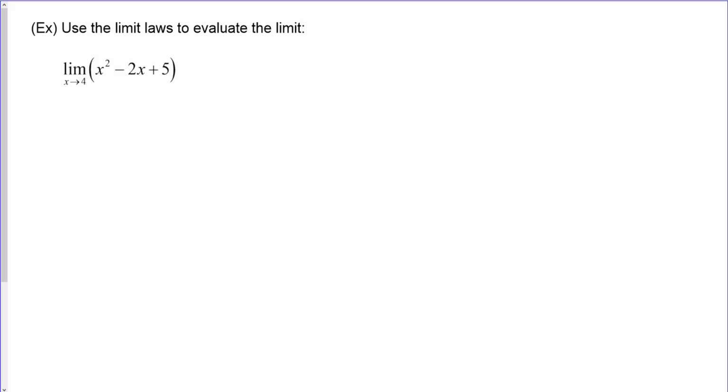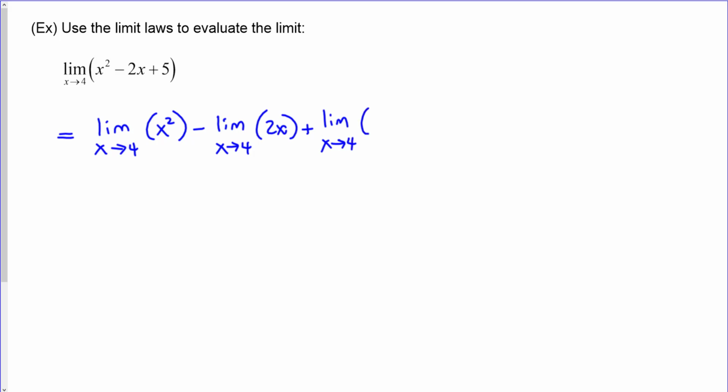So first off, use the limit laws to evaluate this limit. Okay, so we have a polynomial. The limit laws are basically saying that I can do the limit of any terms that are added or subtracted separately. So this would be the same as doing the limit as x approaches 4 of the function x squared minus the limit as x approaches 4 of the function 2x plus the limit as x approaches 4 of the function 5.